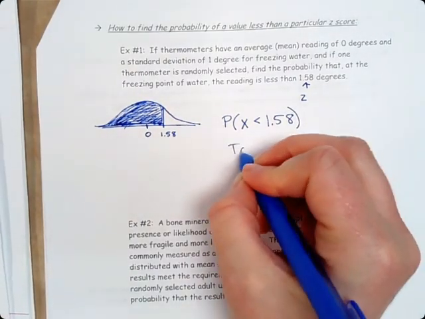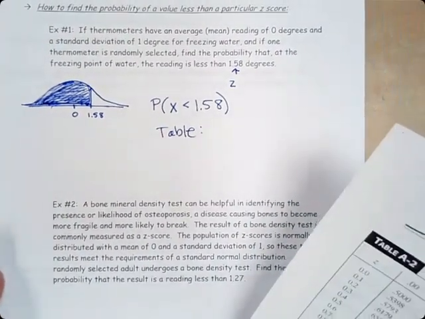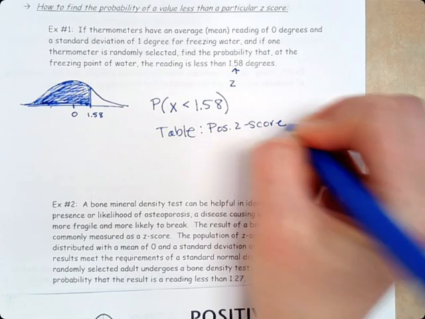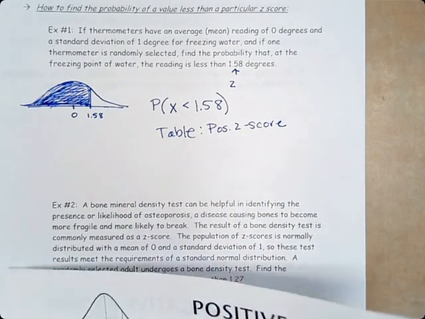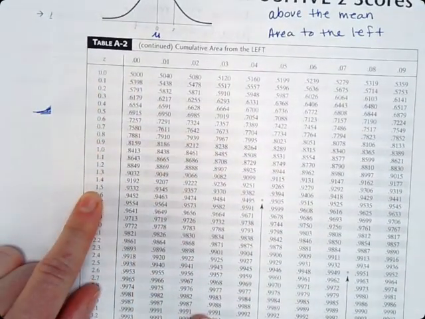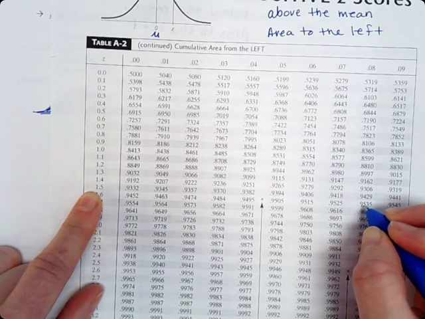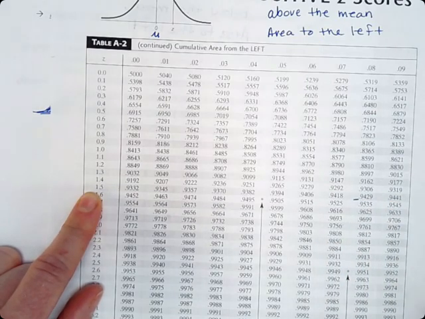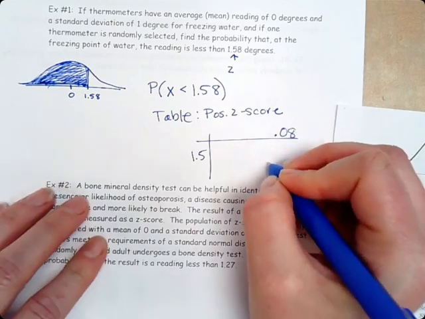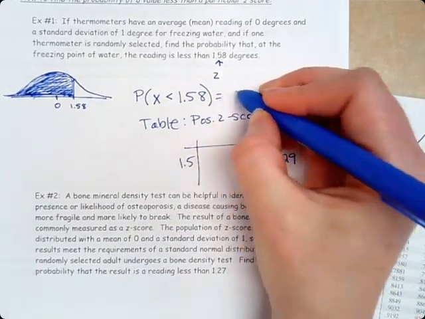So we're going to use our table. This is a positive z-score, so we're going to go to 1.58. On the left, you're going to go to 1.5, and across the top, you're going to go to 0.08. Do y'all see it? So I'm just going to look at it: 1.5, and then you go over to 0.08, which is 0.9429. So that's the area or the probability.